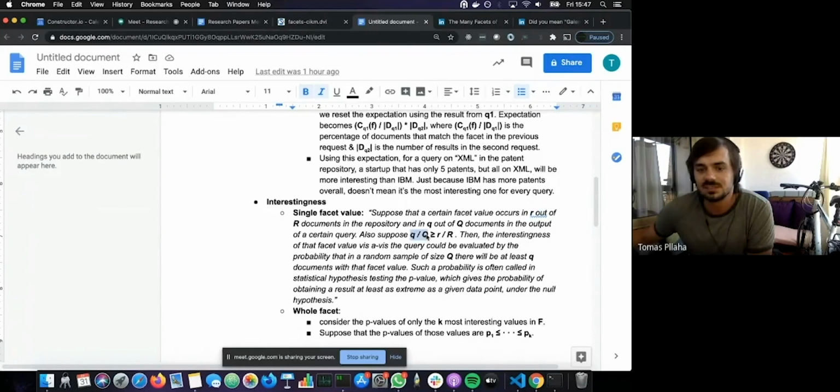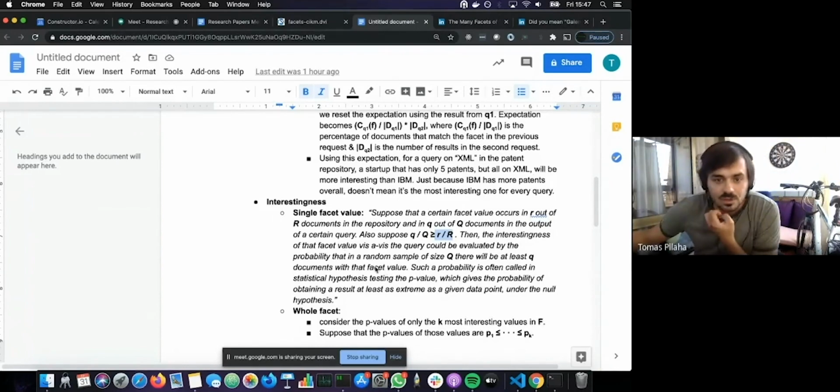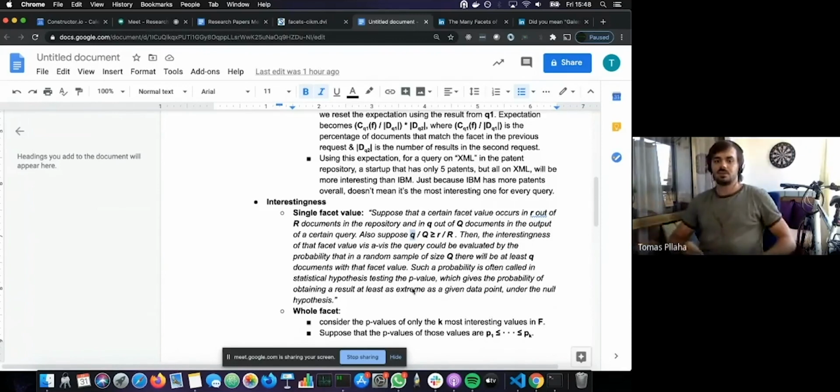Now we also suppose that the percentage in the result set is greater than the percentage of matching items in the whole data set. Then the interestingness of that facet value would be the probability that in a random sample of size Q, the size of our result set, there will be at least small q documents with that facet value. So this is basically the p-value. It gives us the probability of obtaining at least this many results that match the facet, given that we know what percentage of items match it across the whole data set.